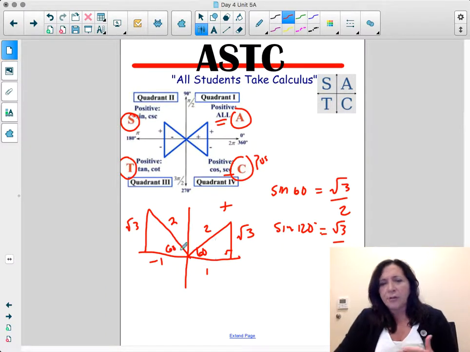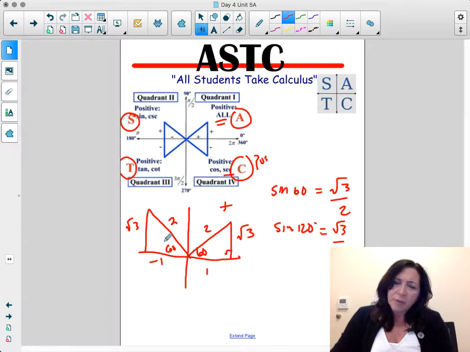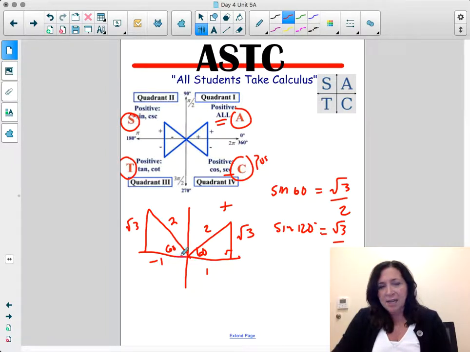So whichever quadrant I'm in, whether it's 1, 2, 3, or 4, the root value, root 3 over 2, is going to be the same. What's going to change is the positive and negative values. In the second quadrant, if I said find tangent of 60, which is opposite over adjacent, that's going to be in the second quadrant because only sine is positive. That means cosine and tangent are negative.